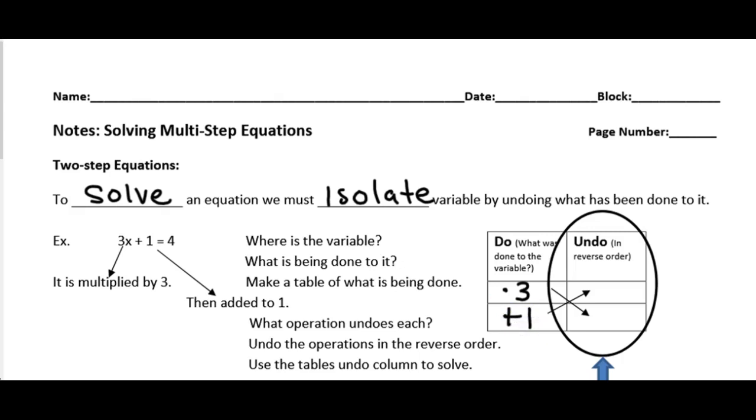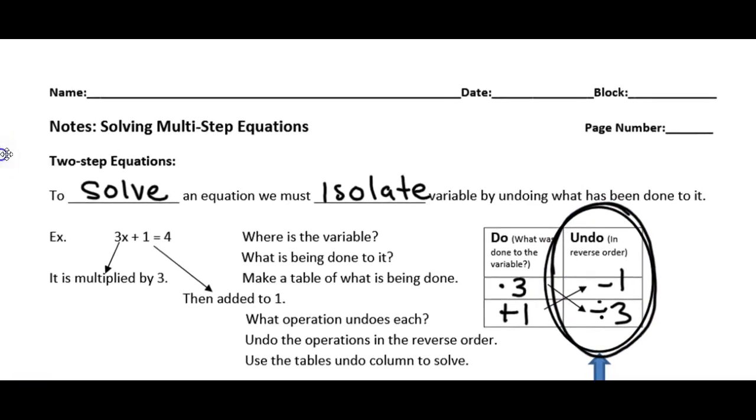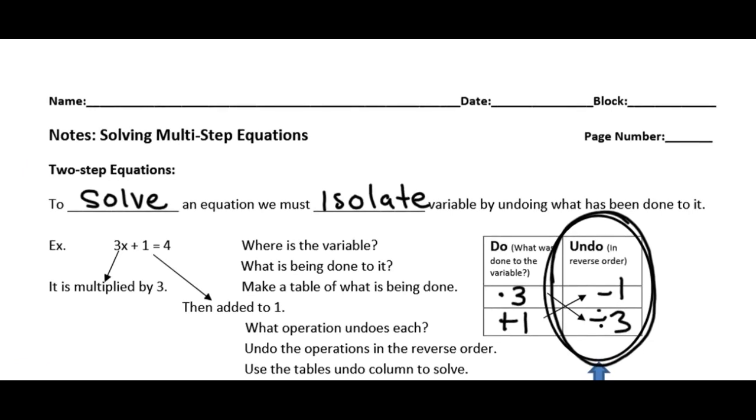And then we have to think, how do I undo that? Well, I undo multiplying by 3 by dividing by 3. Notice how the chart shows you put that at the bottom? And then I undo adding 1 by subtracting 1. Once I've done my chart, I'm going to focus in this area because that's how I solve the equation, by doing the part that says undo.